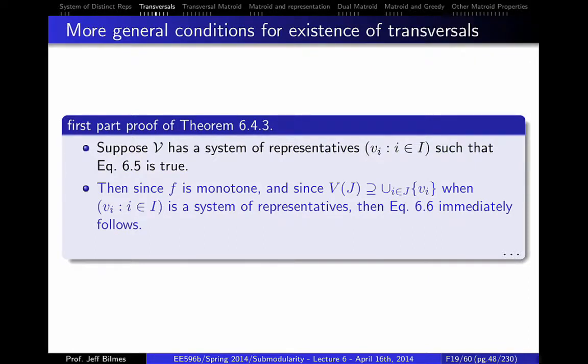Now, we know that f is monotone, right? And given that it's a system of representatives, we know that V of j is going to be a superset of the representatives, right? Because every representative is a member of its group, and so if we take the union of all of the groups, even if it's the case that the group only contains one member, that's going to be a bigger set than the set of representatives, right? So then what we get is equation 6.6, which is f of V of j being greater than or equal to that.